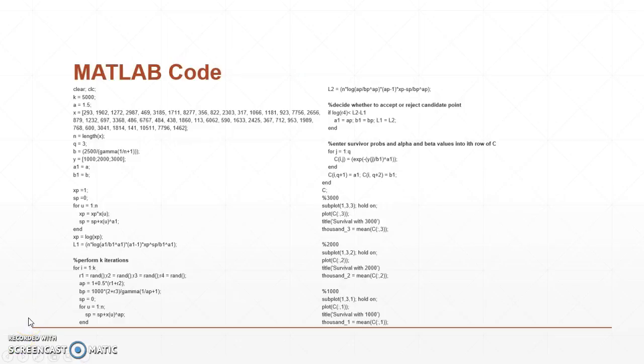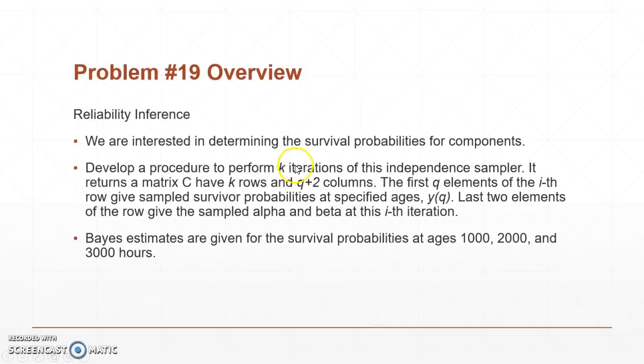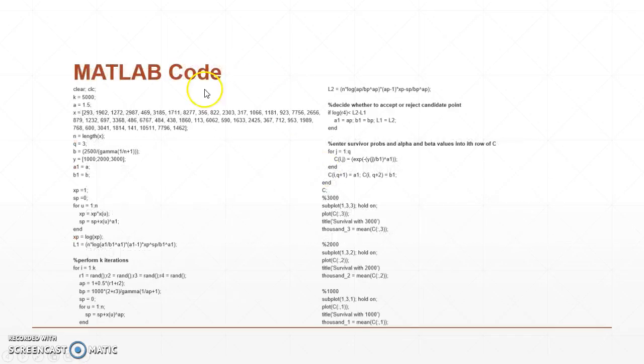The first major block is where we initialize our variables. K, again, was what we had set before, being the number of iterations that we've done on an independent sampler. We set that to 5,000. X here is our failure data, basically our data of when it failed, so 293 hours and so on. N is our length of X, so it's going to be about 43. Then we initialize the rest of our variables. Y here, we're going to look at 1,000 hours, 2,000 hours, and 3,000 hours.